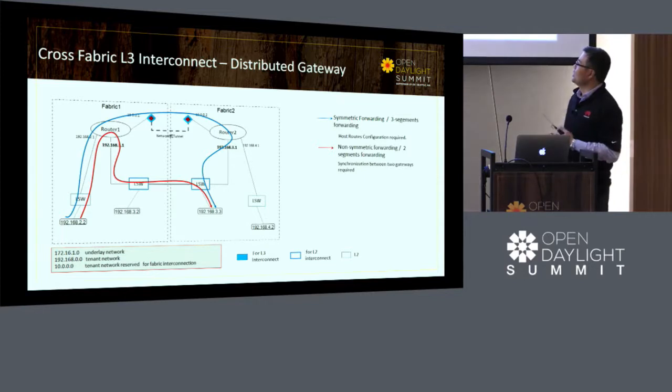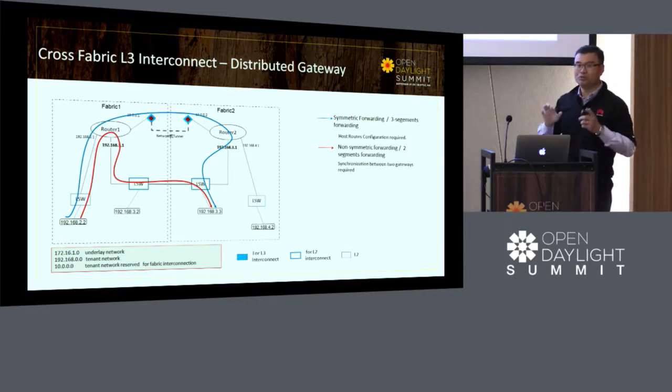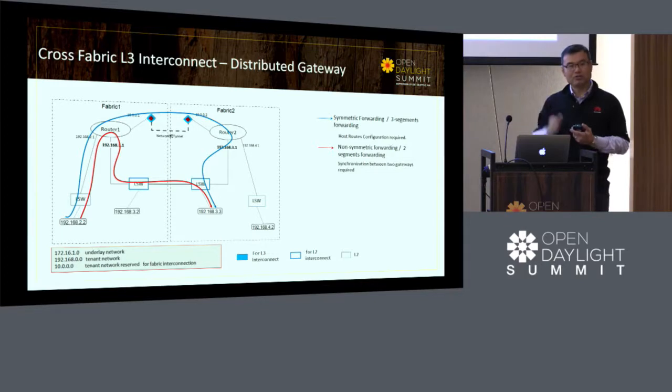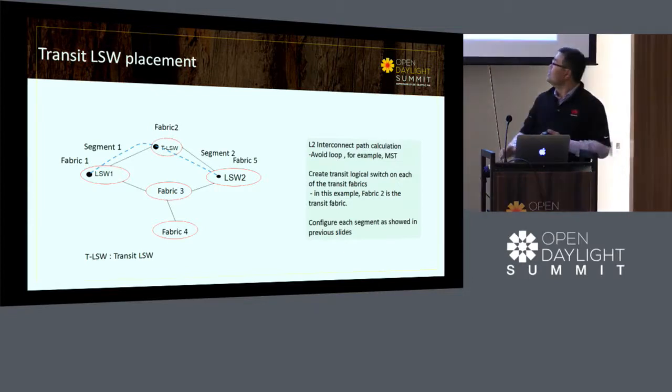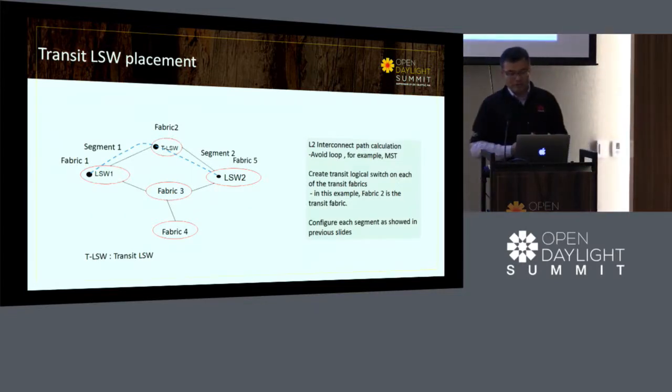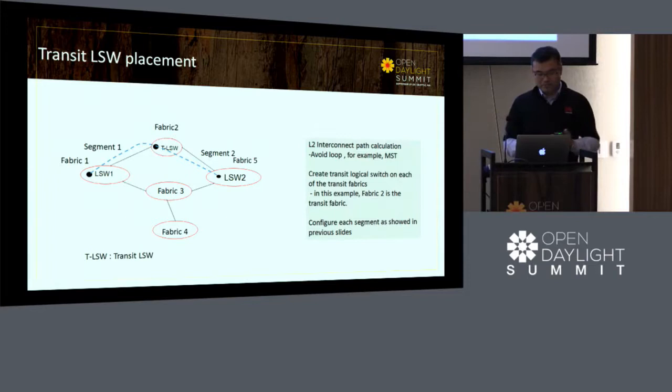So we have the distributed gateway. This shows an example of how you use the services we offer to create a distributed gateway functionality, so you have the optimal path. So this diagram is really talking about the general case.